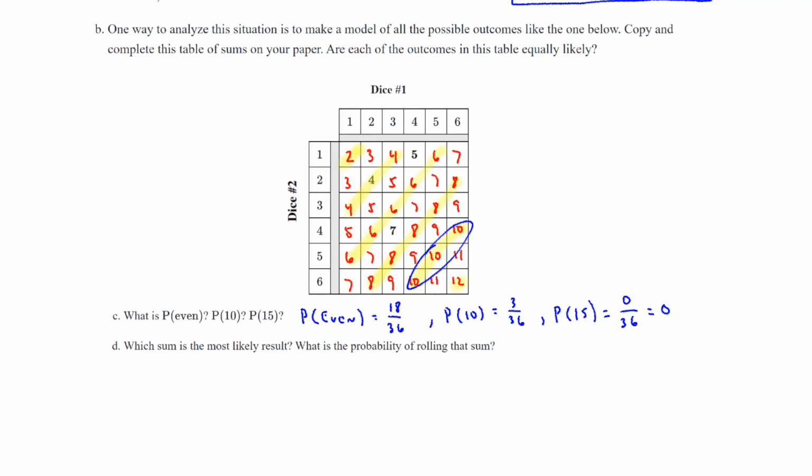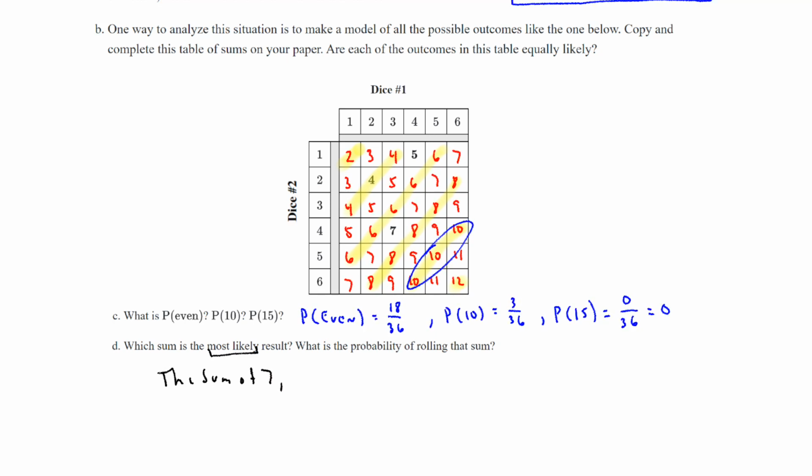All right, let's move on to D. Which sum is the most likely result? So as you look through this, which one appears to be happening the most? You have 2, and then you have 2s, 3s, 4s, 5s, 6s, and then right down this diagonal you have all of those 7s. So it's the 7 that appears to be happening the most. So the sum of 7 is the one that's most likely to occur.